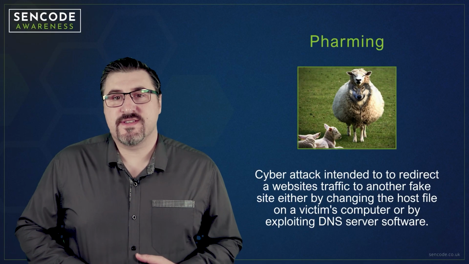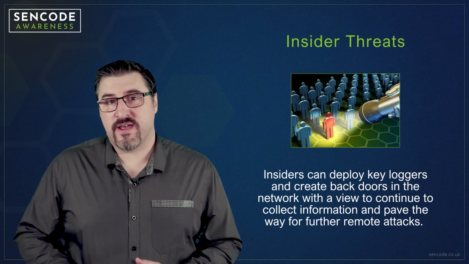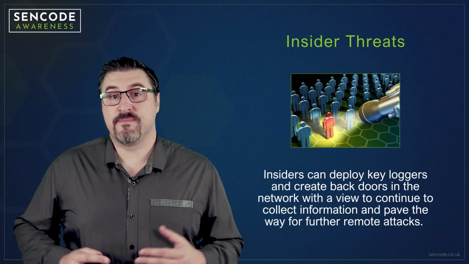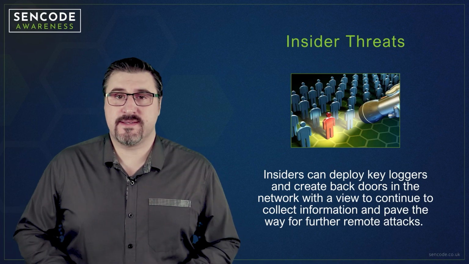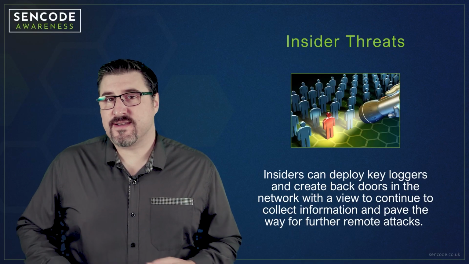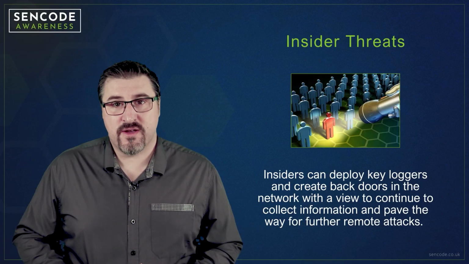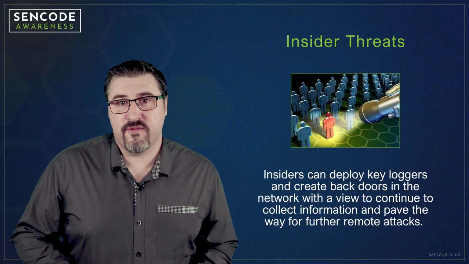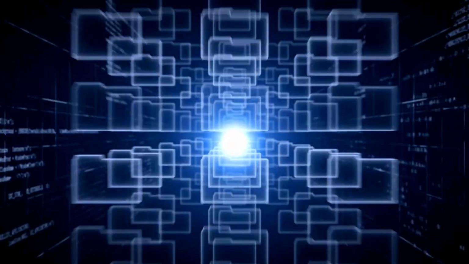Probably the most dangerous and difficult to detect, insider threats work from within an organisation to gain trust and access to business critical systems, and do damage by selling sensitive information to competitors. Once authorised access is gained, they can deploy keyloggers and create backdoors in the network with a view to continue to collect information and pave the way for further remote attacks. Data loss protection systems can be implemented to track data movement and potentially identify insiders.